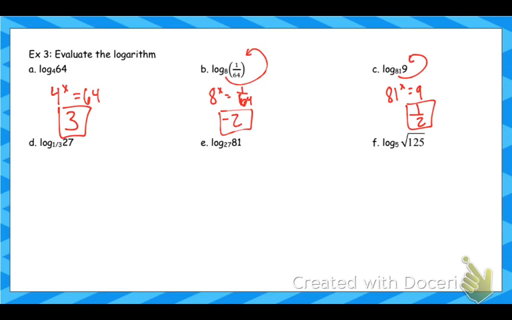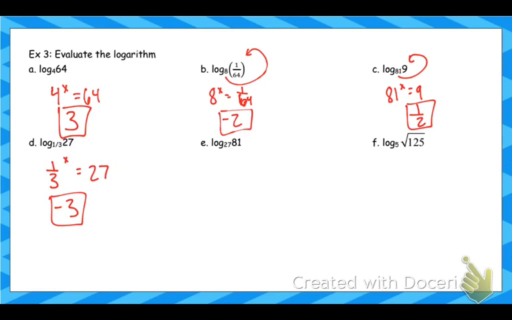All right, next one. 1/3 to the something equals 27. Well, to go from a fraction to a whole number, that needs to be a negative exponent. It works both ways. So a negative exponent would flip that. So this would be 1/3 to the negative third power. The negative would flip it. 3 to the third is 27.